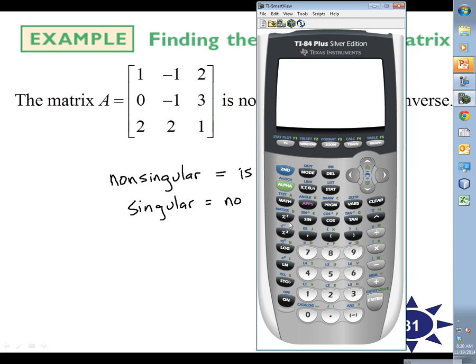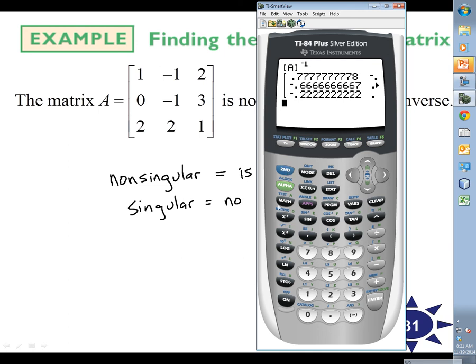And we'll go ahead and get back to our home screen, and let's go ahead and find the inverse. It's just this straightforward. You go matrix, you bring up A, so it's sitting there, and the inverse is negative 1. So A to the negative 1 is, and there we go. We're going to have our inverse of this. Let's go ahead and get our answer in fractional form.